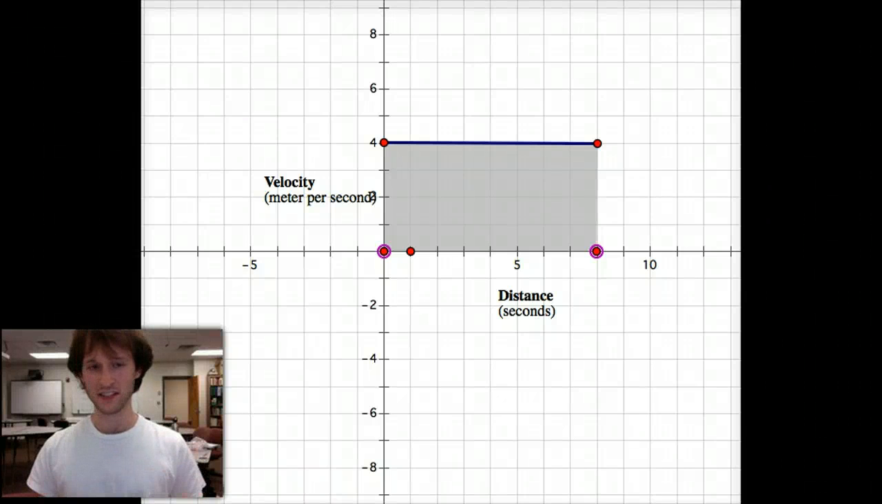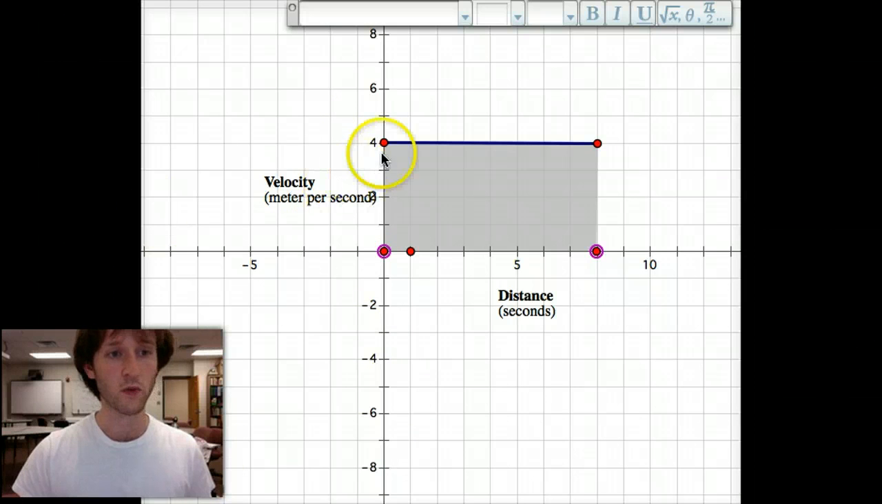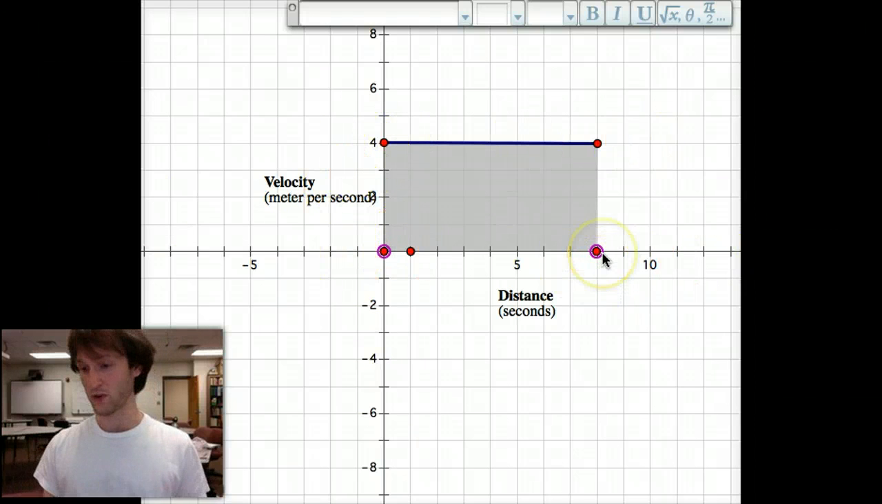Well, today we worked on SimCalc and some applications of how speed and distance interact, and how, given how far you go over a period of time, it can tell you what your velocity is and vice versa. So one example that we looked at was what happens when you're going at 4 meters per second for 8 seconds. So we said, we went 32 meters.